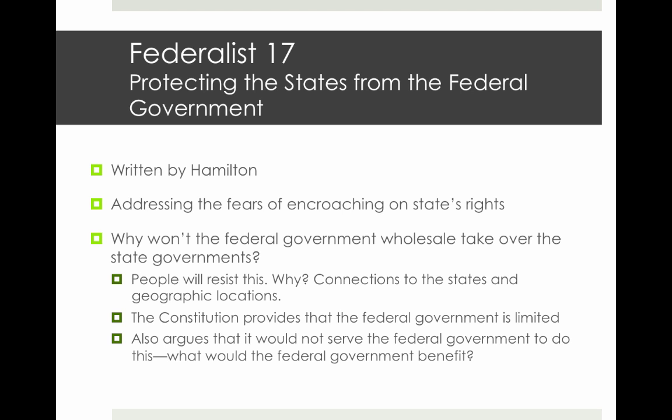Finally, he argues that it would not serve the federal government to take over the role of the states. In other words, what would be the point? Why would the federal government want to do this? This argument might seem like the weakest in some respects, especially in our modern times, but there is an element to it that still rings true.